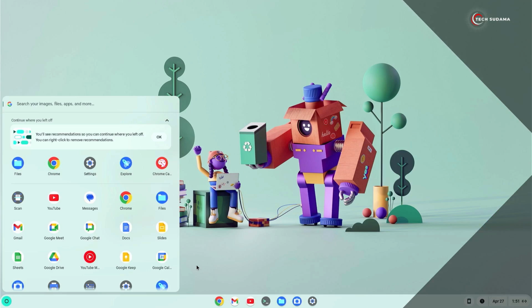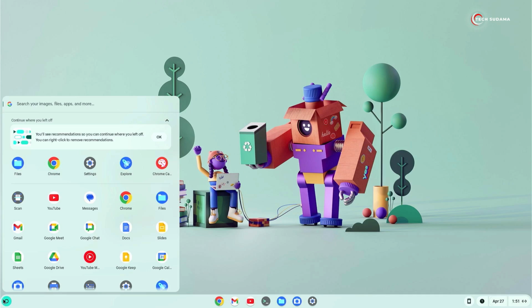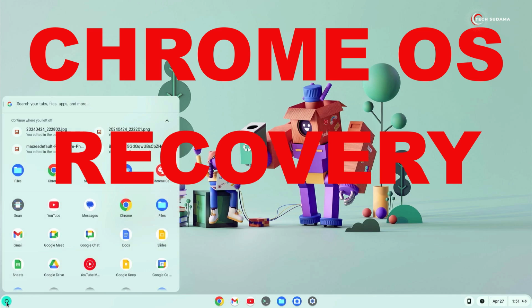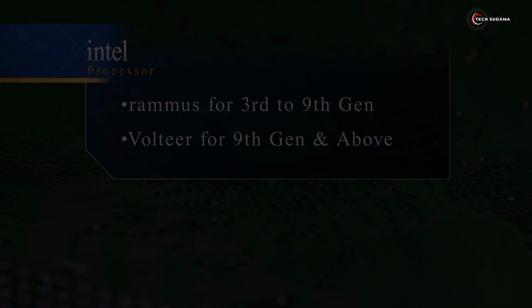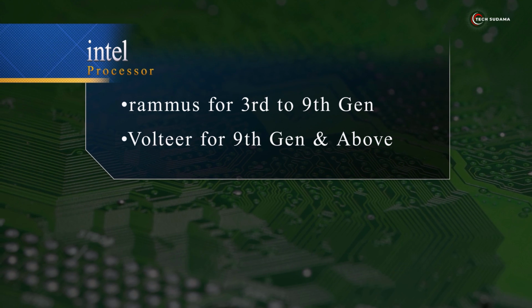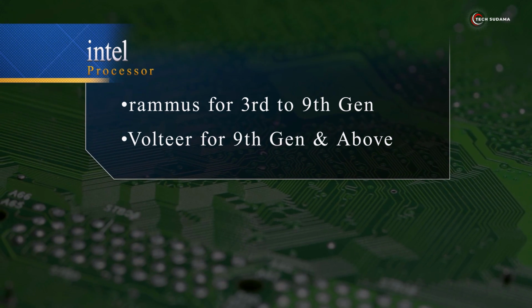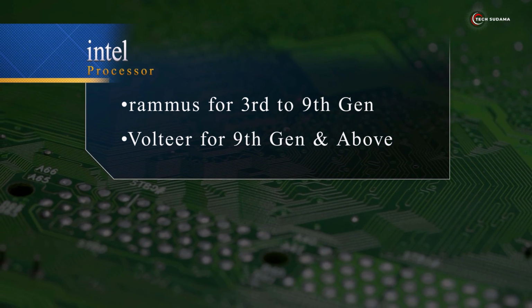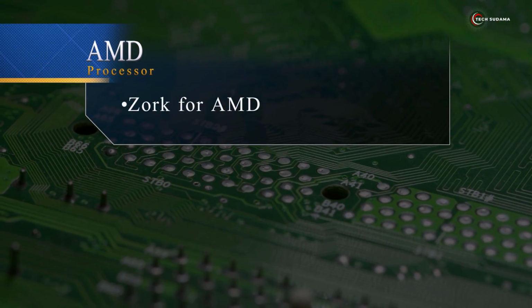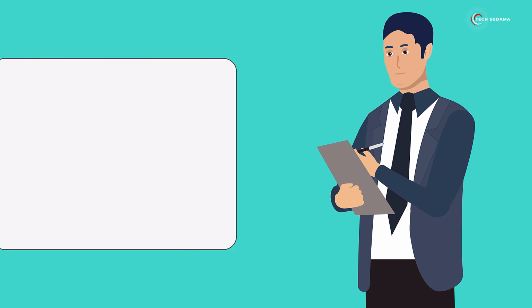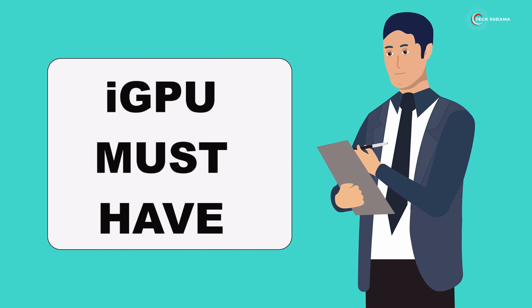Let's dive in. So friends, first of all, you'll have to download the ChromeOS recovery file. The download link will be given in the description. Kindly note, if you're using Intel from 3rd Gen to 9th Gen, you'll have to download Ramus. If you're using Intel from 10th Gen to latest, then you'll have to use Voltaire, and if you're using AMD, then you'll have to download Zork. There is another thing to note down: if your PC doesn't have an iGPU, then ChromeOS will not be supported.